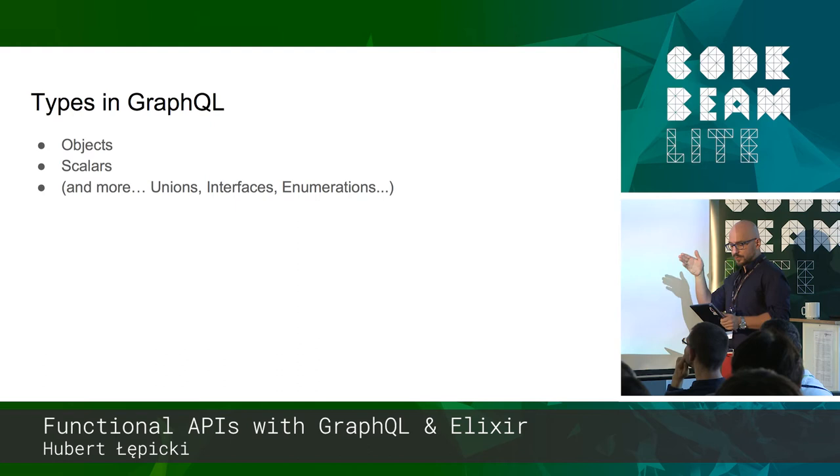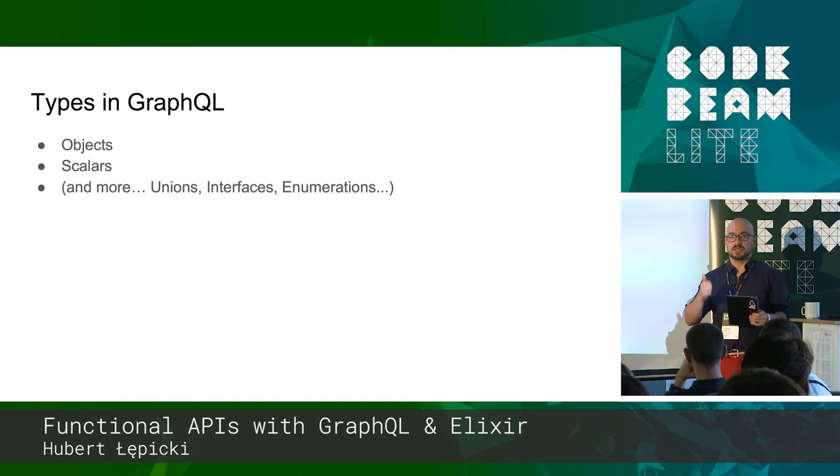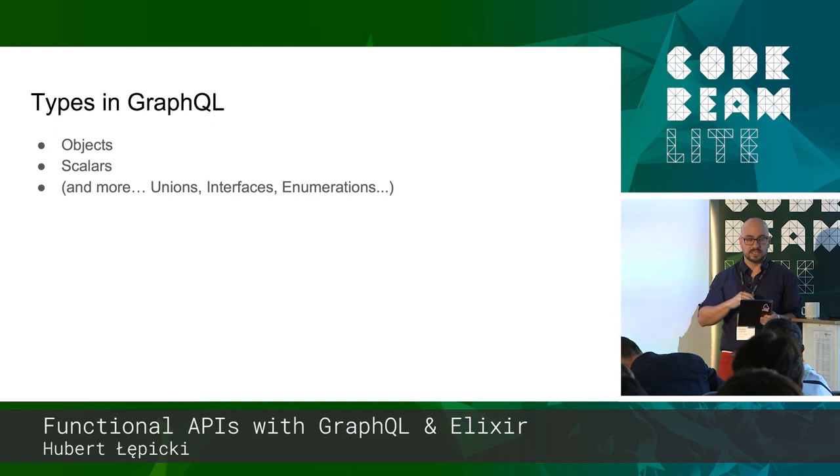Right, so we have object scalars, we have more stuff, we have unions that are objects of different types. For example, search results, right? A search result can be one of several things, it can be a post, a comment, or whatever, then you could use a union. Interfaces are just objects that have a similar subset of data, right?